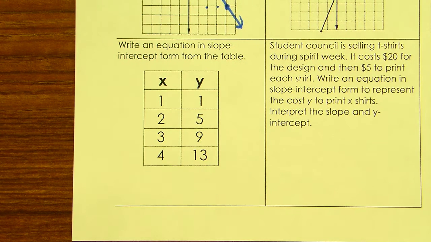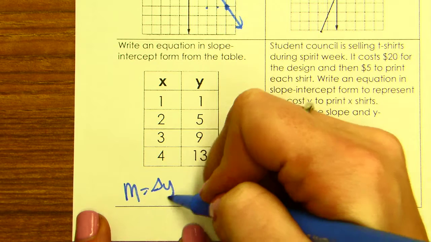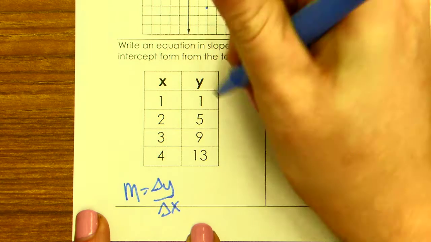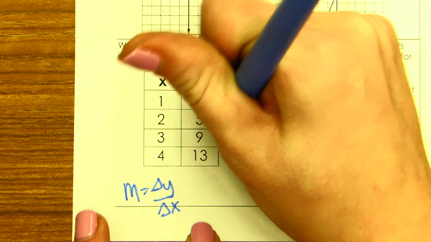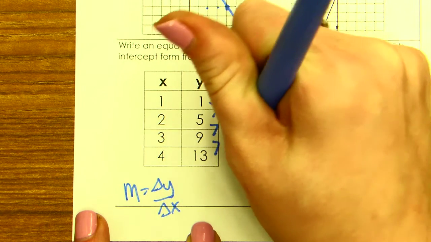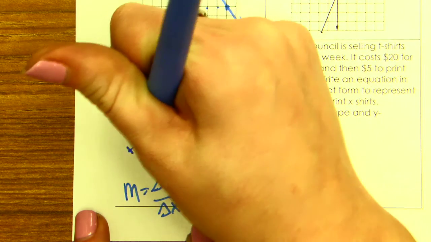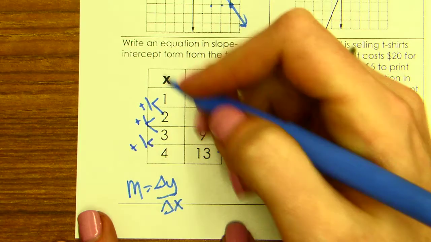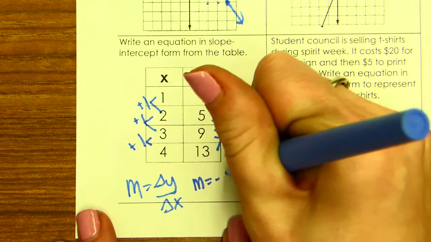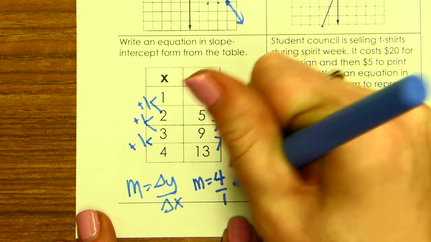For this one, we're given a table. We have to find the slope and the y-intercept. So remember, slope is change in y over change in x. So I can find that from the table by going, the change in y here is up 4, up 4, up 4. The change in x here is up 1, up 1, up 1. So we have the slope is positive 4 over 1, or just 4.